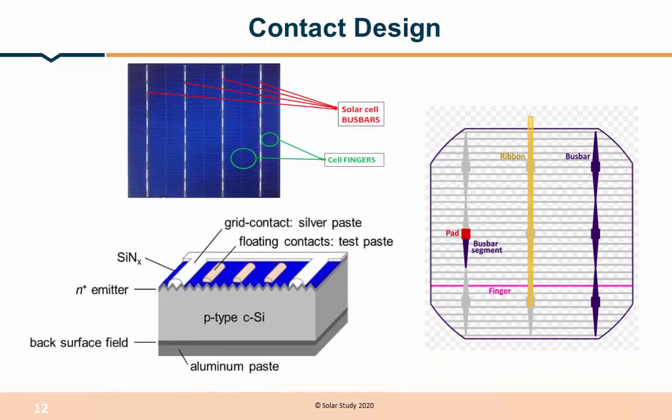Now let's see the contact design of the solar cell. Why is it necessary to design contacts? Let's see. In this solar cell, this vertical line is called the bus bars. This horizontal line is called the cell fingers. Why are they necessary? We will see.